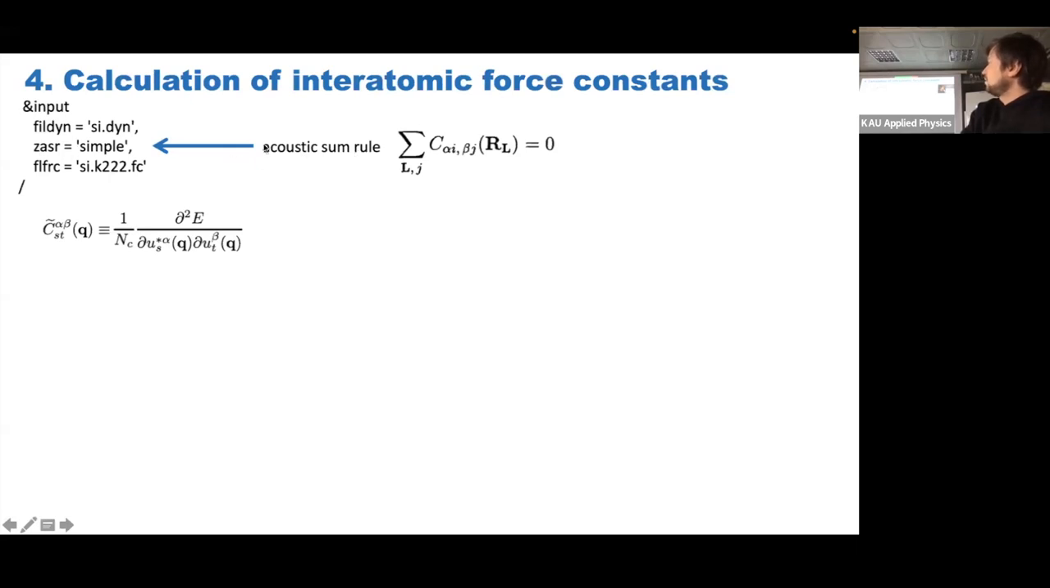zasr means acoustic sum rule. This is just a mathematical trick, because when you make this Fourier transformation from reciprocal space to real space, sometimes the sum of these forces can be not zero. It should be zero because we are in equilibrium, but sometimes because of numerical artifacts it can be non-zero. We know that it should be zero because we are in the state of equilibrium. That's why we apply by force this rule, that the sum of our forces should be zero, just to avoid numerical artifacts. This is not physics, it's just mathematical calculation.